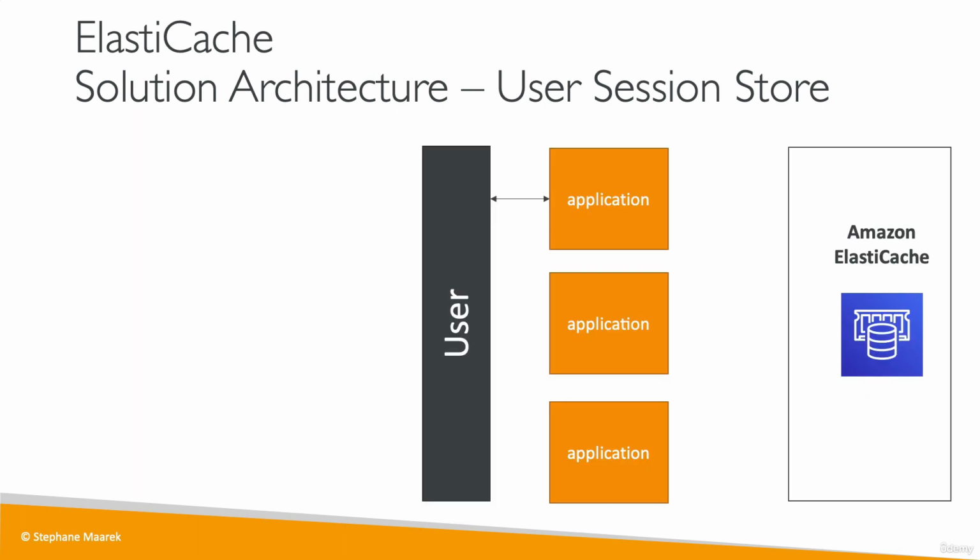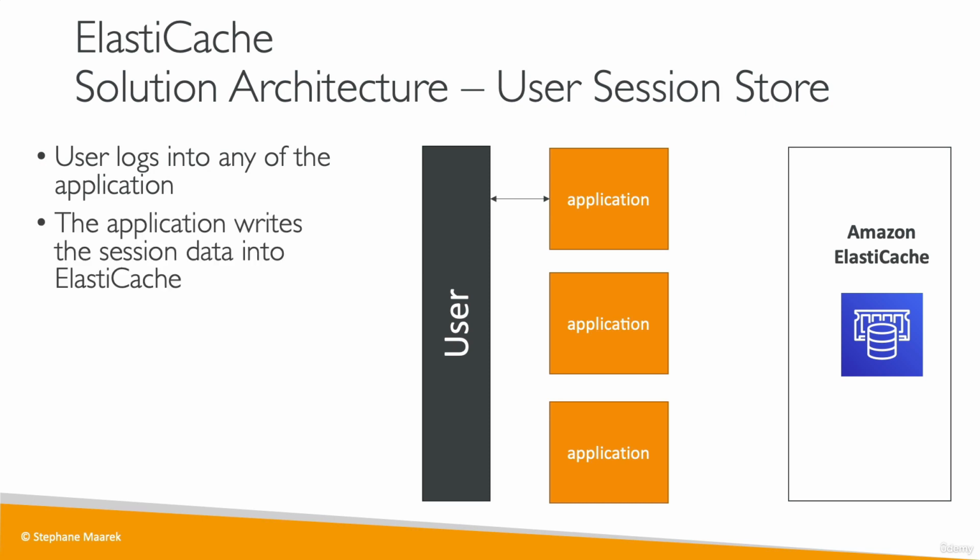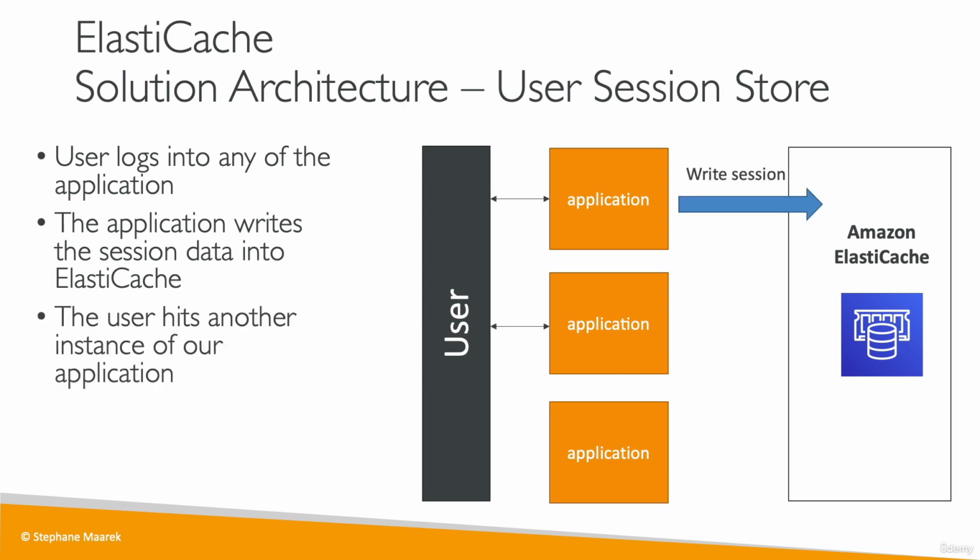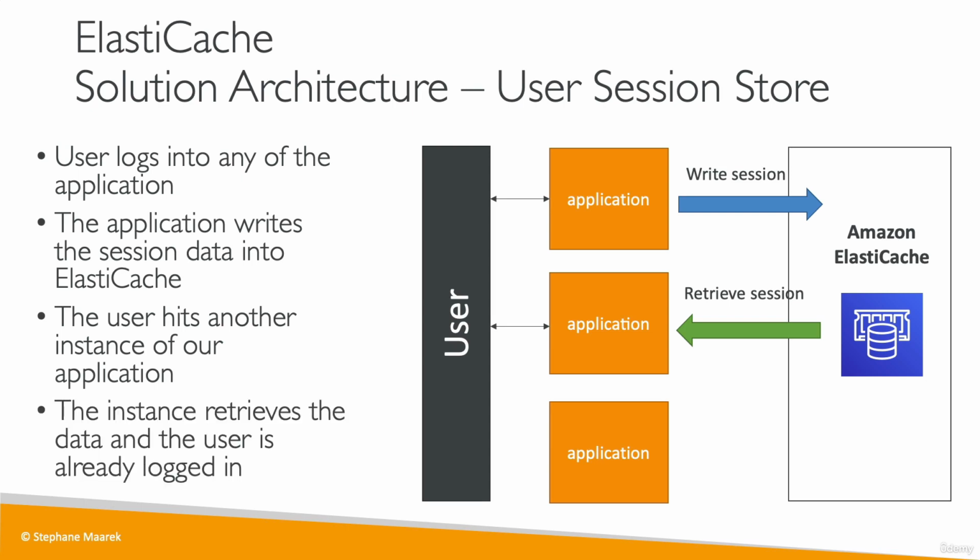Another architecture is around storing the user session to make your application stateless. So the idea is that your user will log in to any of your applications, and then the application will write the session data into Amazon ElastiCache. Now, if your user is redirected to another instance of your application, then your application can retrieve the session directly from Amazon ElastiCache, and therefore your user is still logged in and doesn't need to log in one more time. And so now you made your application stateless by writing the session data of your user into Amazon ElastiCache.